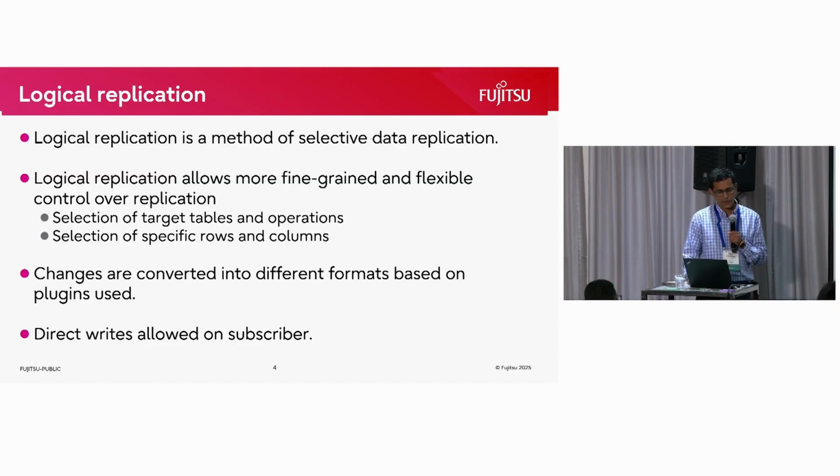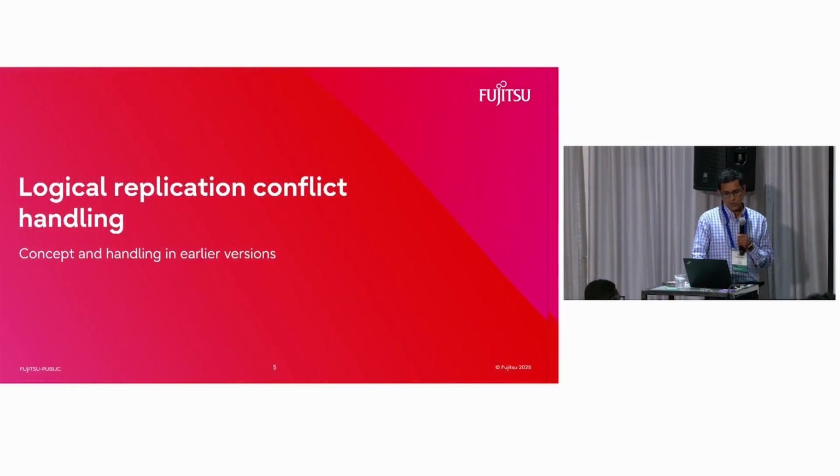Another thing with logical replication is that you can have direct writes on the node where the replication happens. And also you can have bidirectional replication between nodes and have multiple nodes replicating to one node. And that's what brings up the problem that we're going to talk about, that is handling conflicts when you have multiple nodes replicating. So, conflict handling.